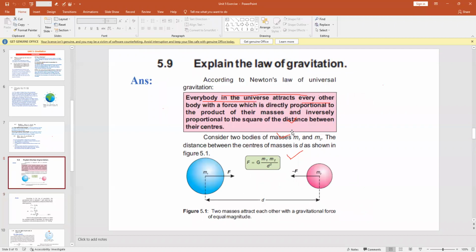In this question, they are asking you to explain the law of gravitation. So what you have to do is state the law. Then you have to explain this law with the help of figure 5.11, write the theory and just derive this relation, right?